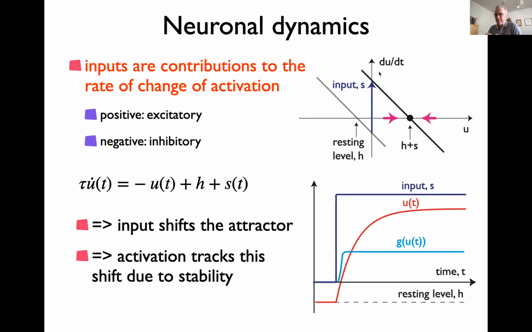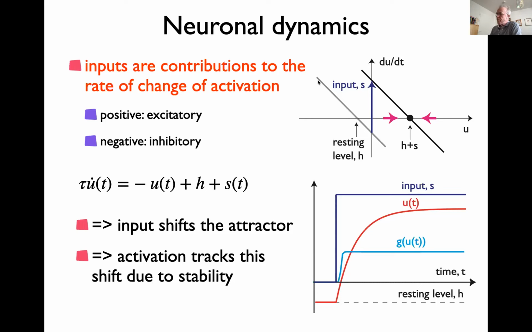So it's important to realize that inputs are now really contributions to the rate of change. They're not direct. You're not directly setting the activation. So unlike some feed-forward neural networks, connectionist networks that sort of neglect that, they would just compute the output as a function of the input. But if you take into account the actual dynamics of the membrane, then you get that it's a contribution to the rate of change.